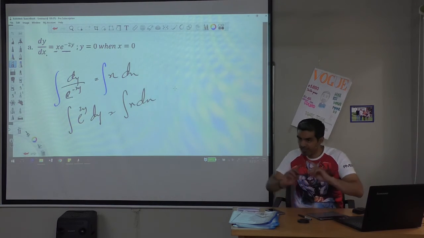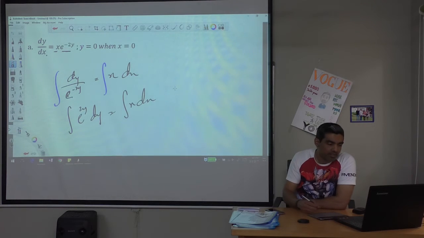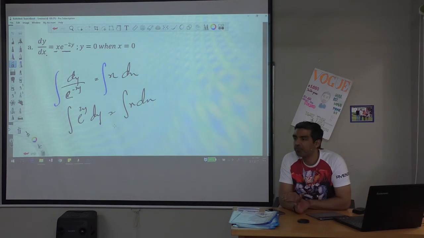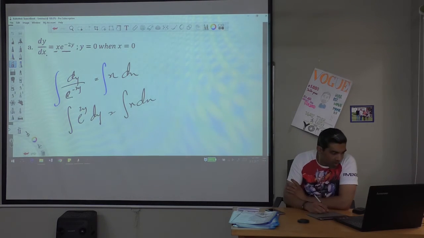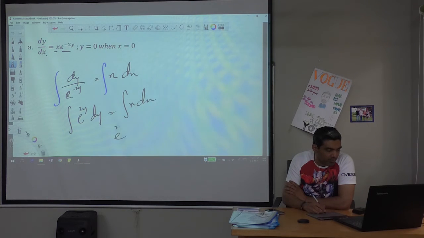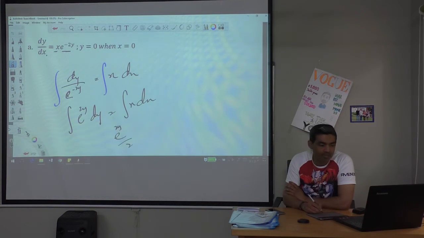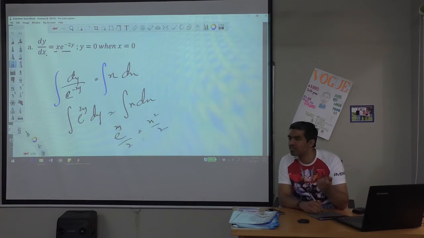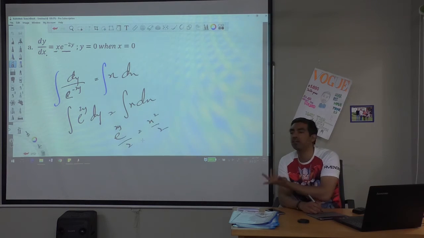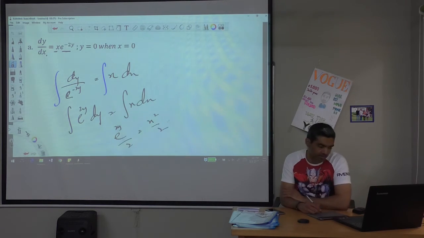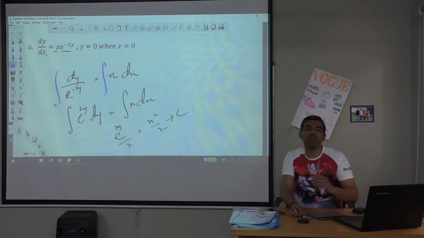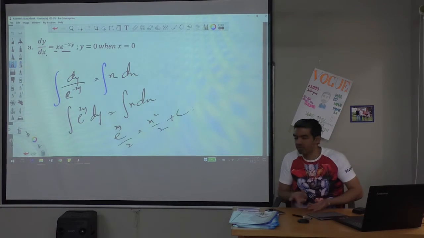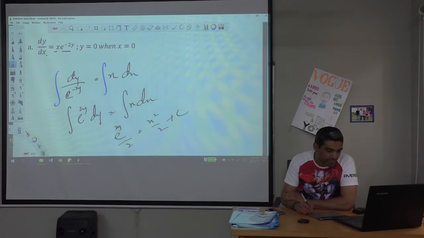No, I haven't integrated it. I just took it out. Now I'm going to integrate it. So is everyone okay with the separation part? Now we can integrate this. After integration, this would be e to the power 2y upon 2, and this would be x squared upon 2. And I'm going to put the plus C. Generally, we put the plus C with the x, but if you want, you can put it with the y. It doesn't matter. It's just intuitive. You just end up putting it on the right side with the x.